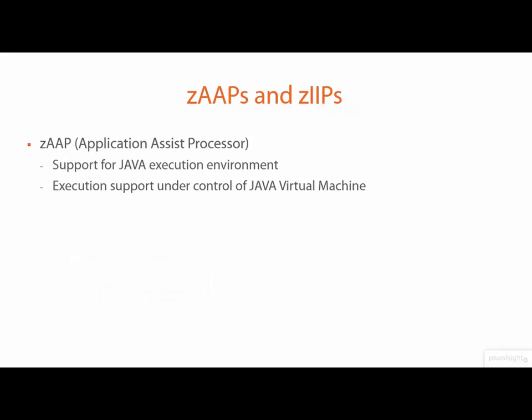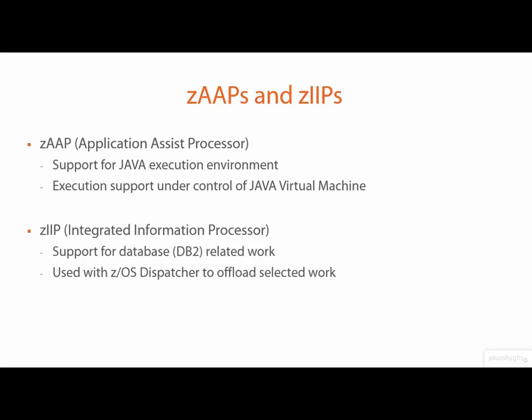In the first group, there are 2 specialty processors that can be used by the operating system: the Application Assist Processor, or zAAP, and the Integrated Information Processor, or zIIP. These processors are used by specific types of work that the operating system can then select to be run on them. In particular, these specialty engines are used to support various database types of work as well as supporting Java. The benefit of this is that it allows qualifying work to be directed to these specialty processors and frees up capacity on the general processors for other work.